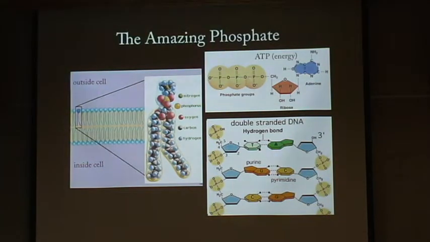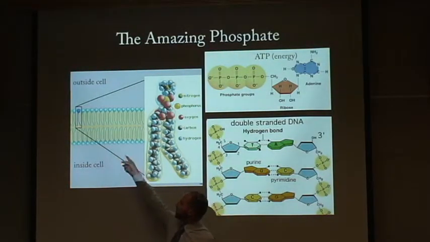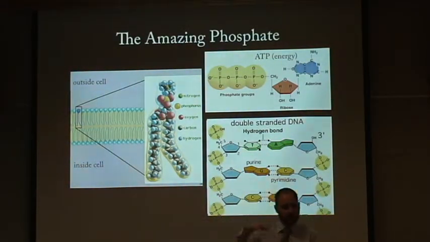And the answer is, to my mind anyway, it's not just an arbitrary choice of what to construct with. It has a very special set of chemical properties that make it useful for that. For one thing, it's got this polarized negative charge on it, which helps it interact with water. It's hydrophilic, as they say, which suits it very well to being on the sides of the membrane that face the water-based environments on the inside and outside of the cell. And it also has this really peculiar property of its energy profile.